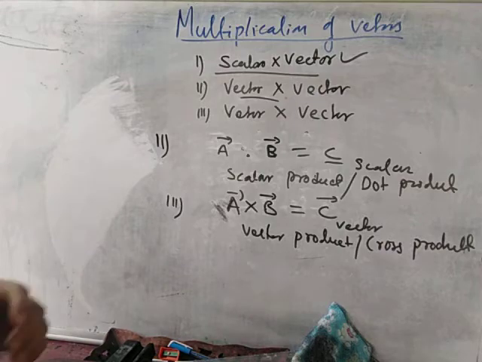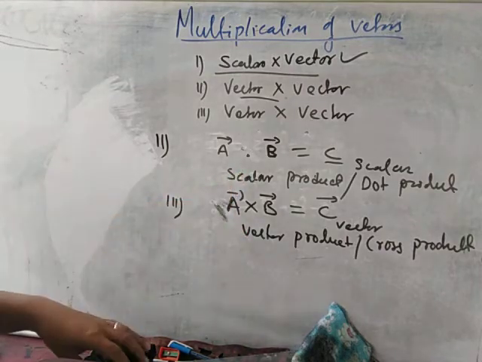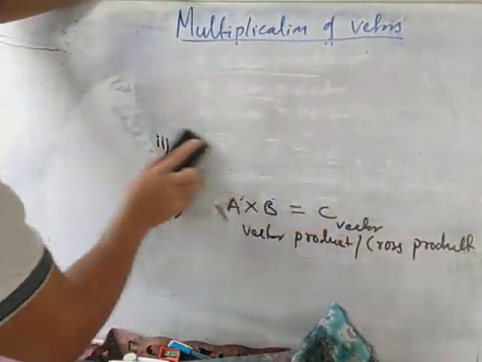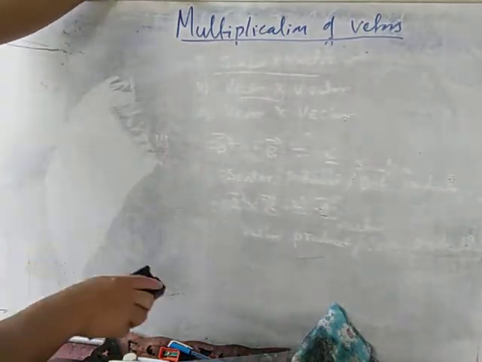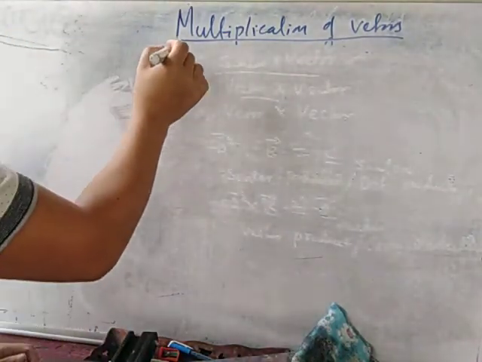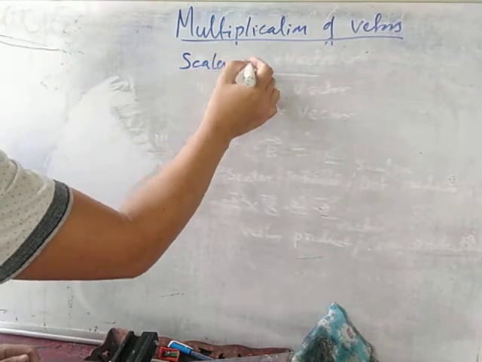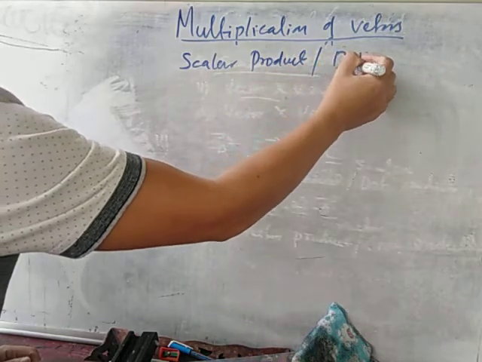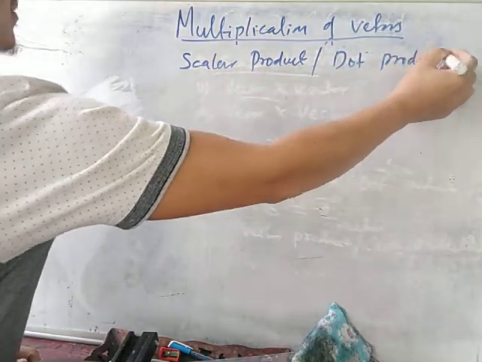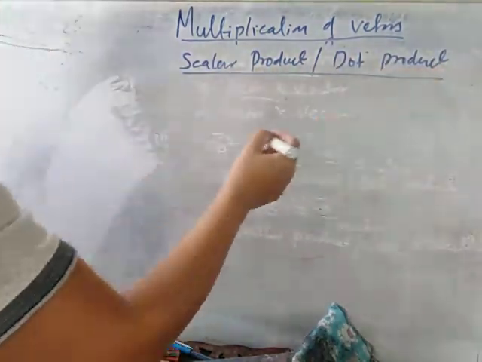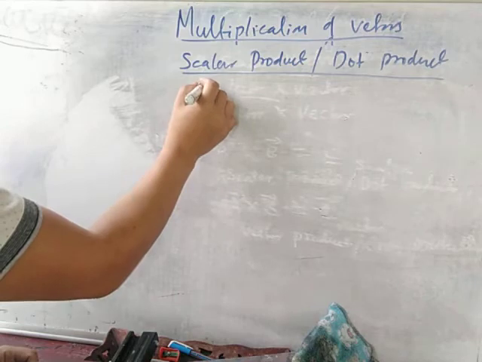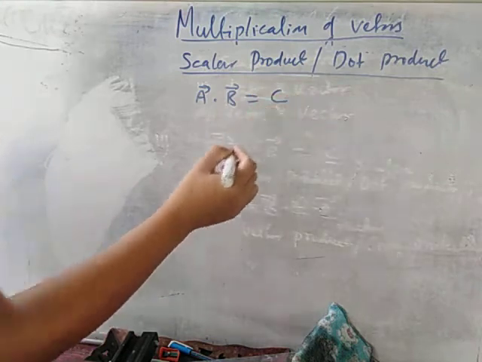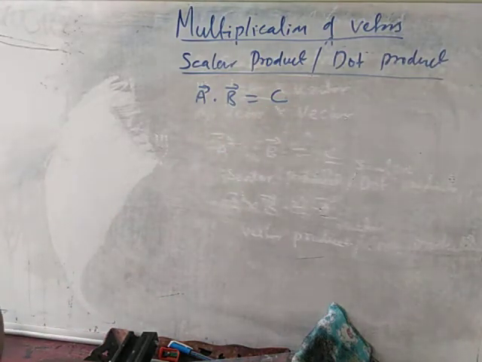Okay, so today we'll discuss this scalar product, then we'll do cross product. So write down scalar product or dot product. See, this says that if a vector a is multiplied by vector b, then you get c as a scalar. Okay, so let us take one example.